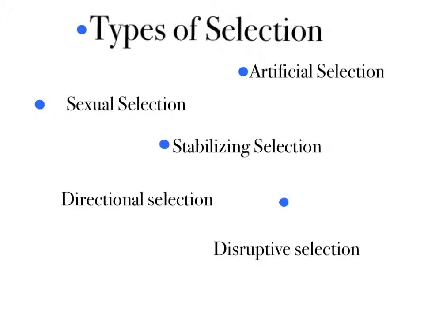Stabilizing selection is when traits that don't help fitness are eliminated. Directional selection is when traits that are at one extreme of the range of traits are favored. Disruptive selection is when traits that are extremely unusual are favored.